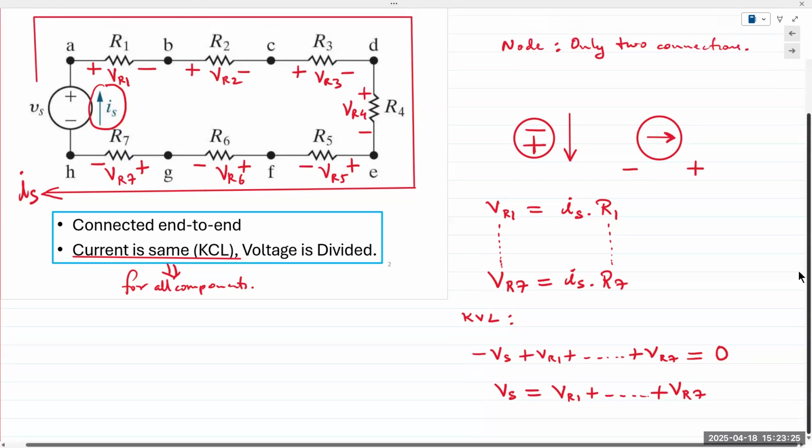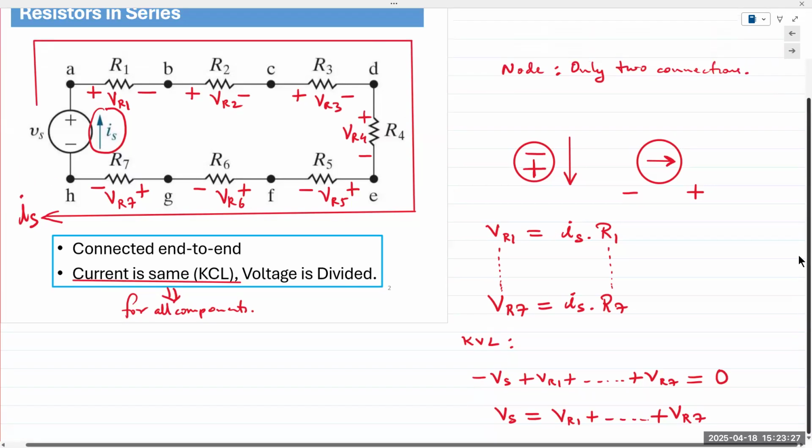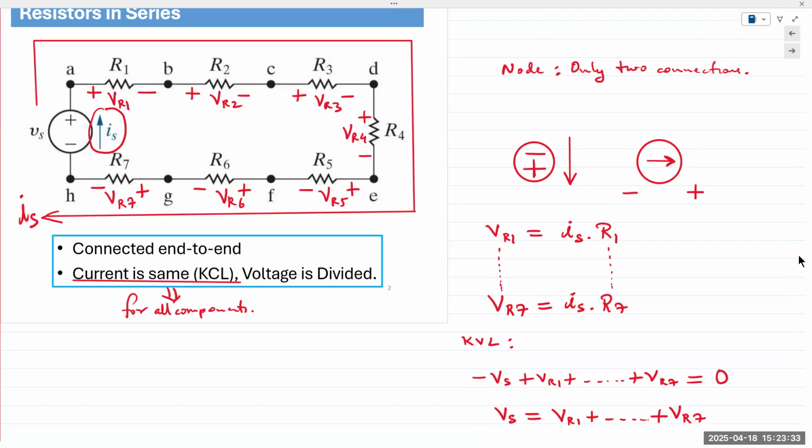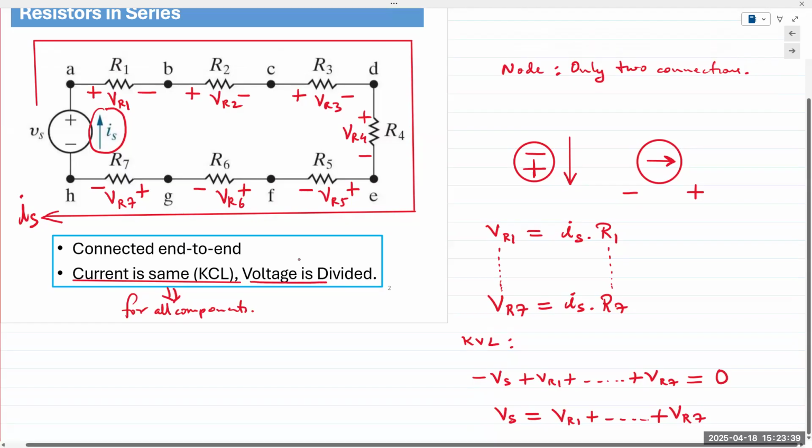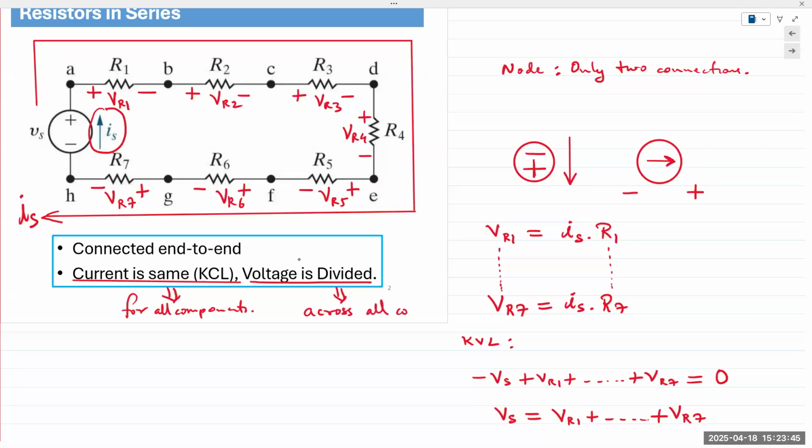So what does it mean? Well, in a series circuit, the current is the same for all components, but the voltage is divided. Okay, voltage is divided. And this is true no matter what that component is.